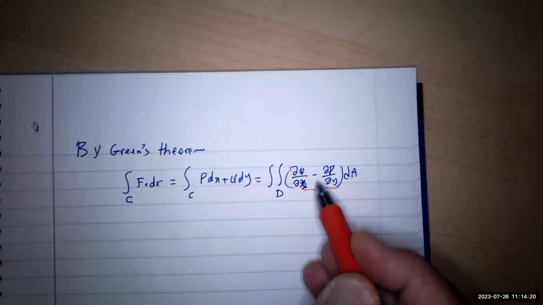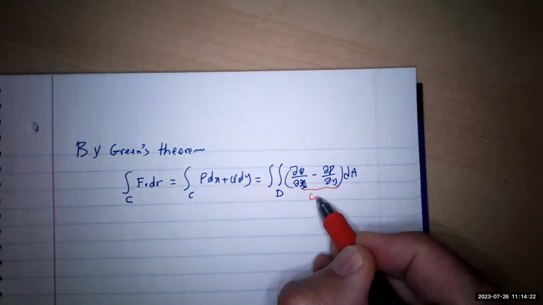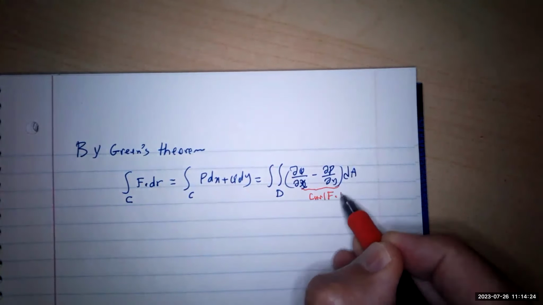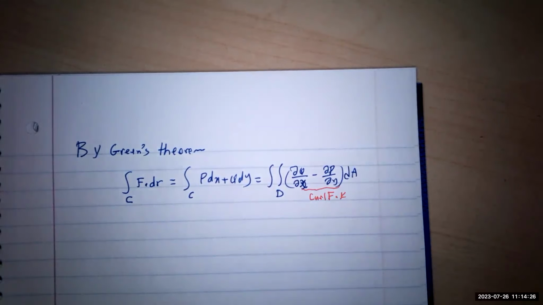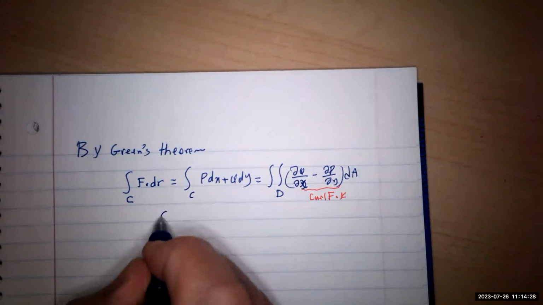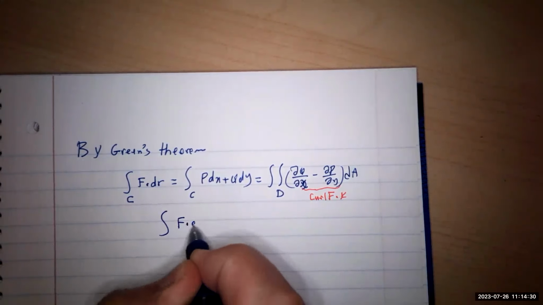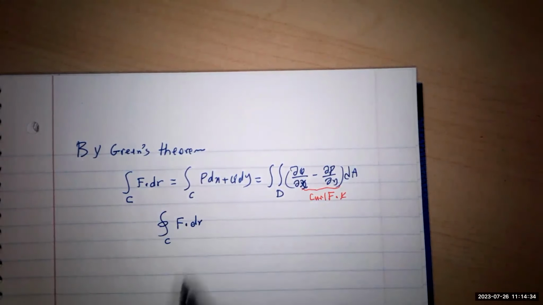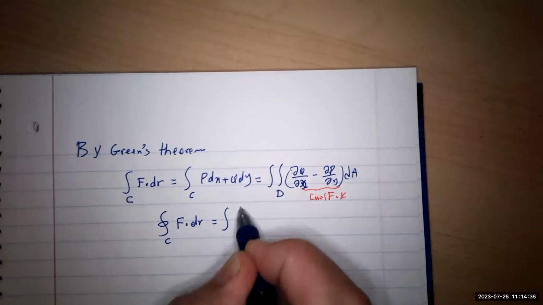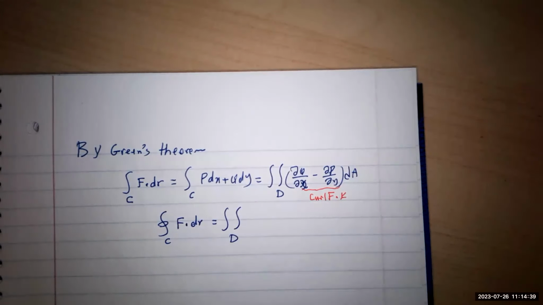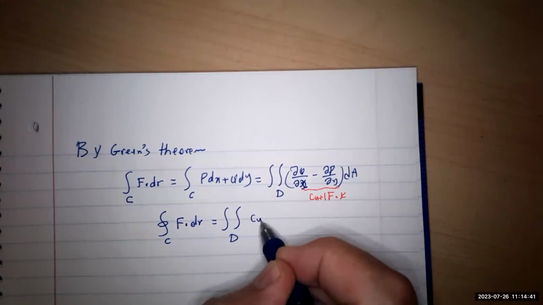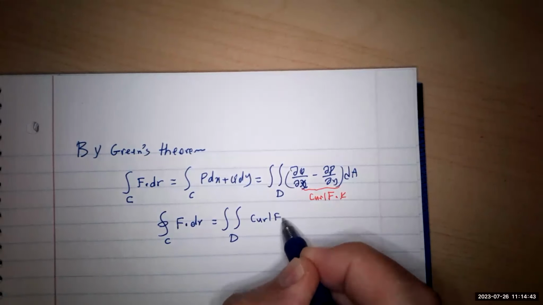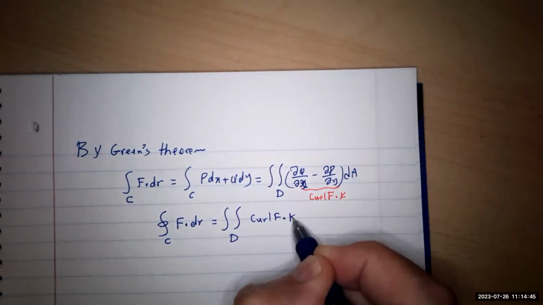You see, previously we proved that this is what? This is curl of F dot k. So that gives you this conclusion that the integral of F dot dr over C, of course when C is closed, is simply equal to the double integral over D of this expression, curl of F dot k dA.